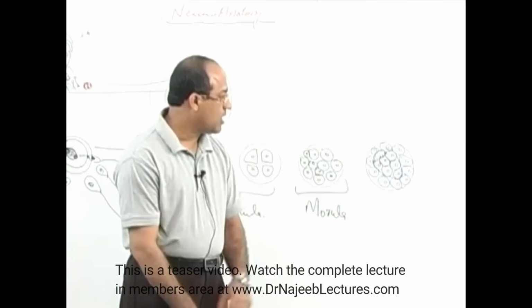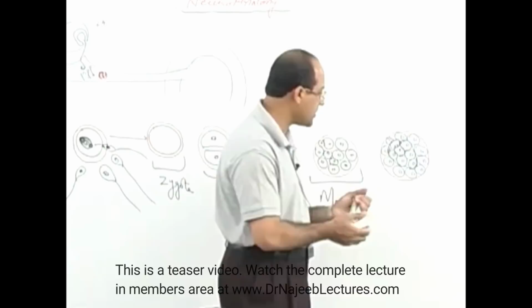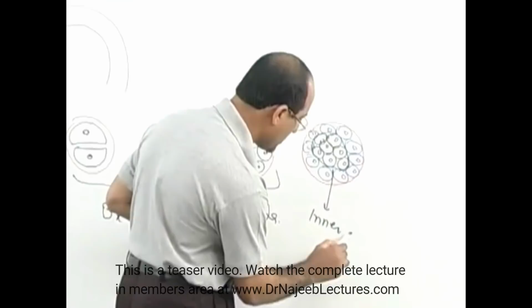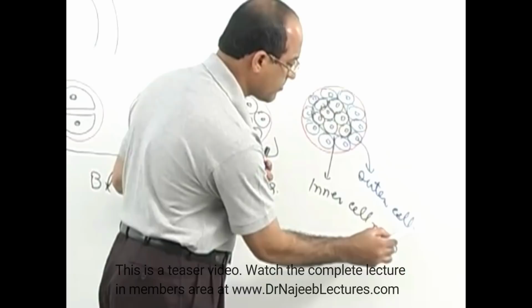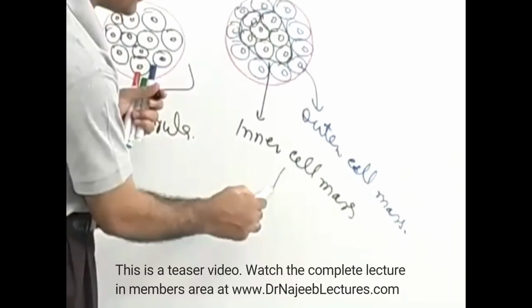And in the next stage, what really happens, right? This is inner cell mass, and of course, that is outer cell mass. Inner cell mass will eventually convert into definitive embryo.